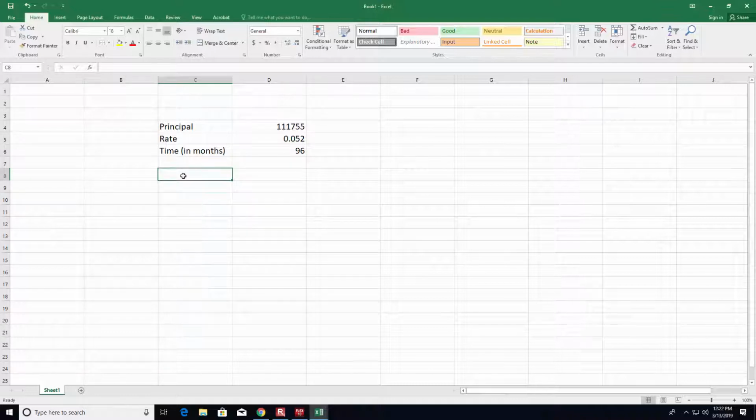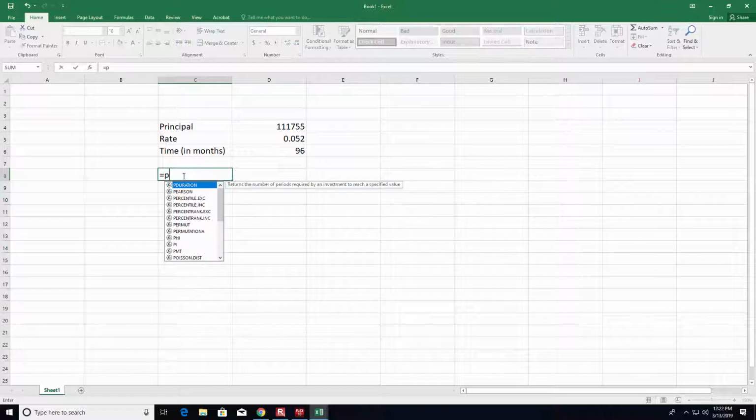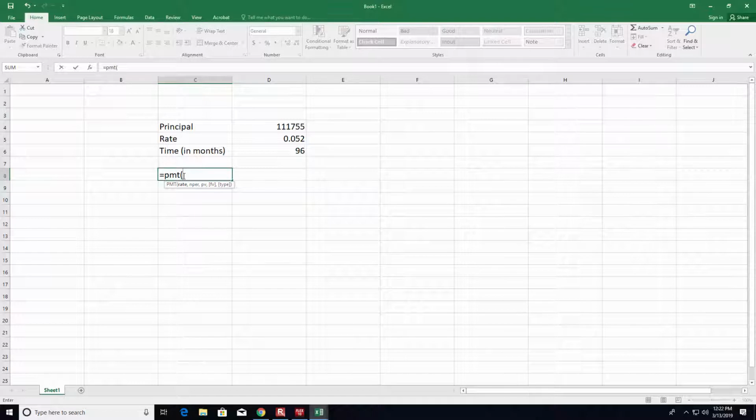Now I want to figure out my payment, and the reason I'm showing you how to do this in here is you can play with this kind of stuff. I don't want to put it over 8 years, I want to put it over 5 at a lower rate or a higher rate or whatever, and I just immediately want to see what that does to my payment. Here's your formula, equals PMT, open parentheses.